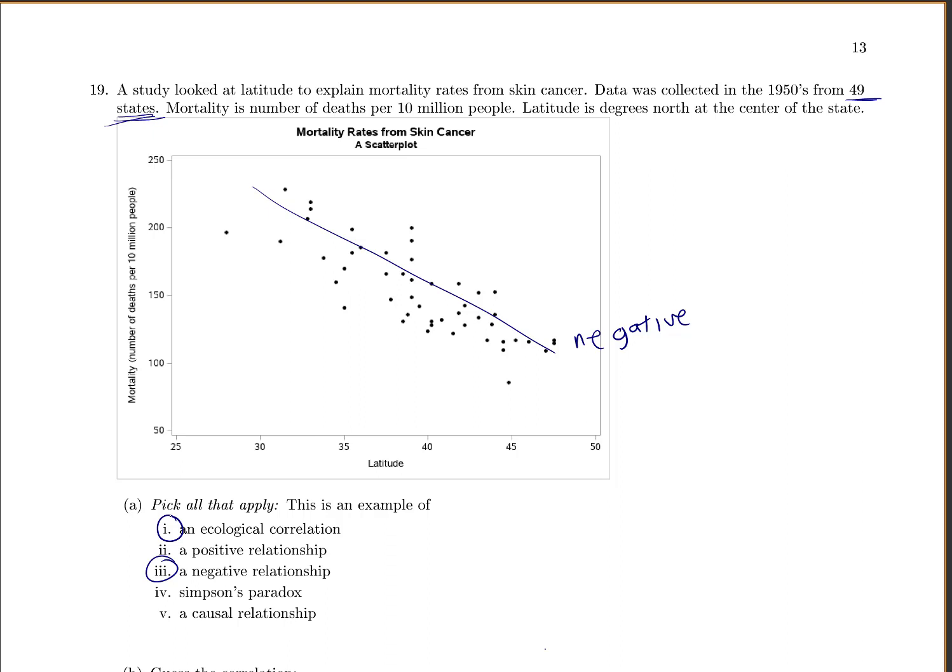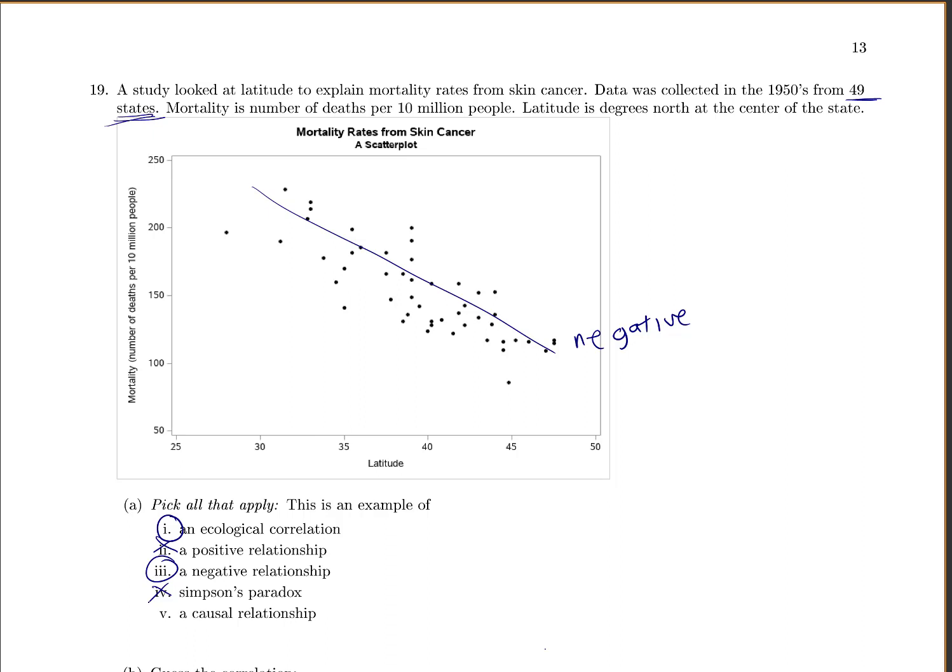Then I look at the other choices. It's not a positive relationship. It's going down, so it can't be that one. Simpson's paradox is a different thing where you have like two different groups of people, and when you put them together, it seems like there's a different relationship than there really is. So like two negative slopes put together might become a positive or something like that. It's not Simpson's paradox. The last choice was a causal relationship.